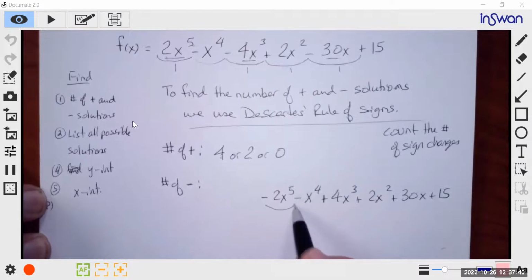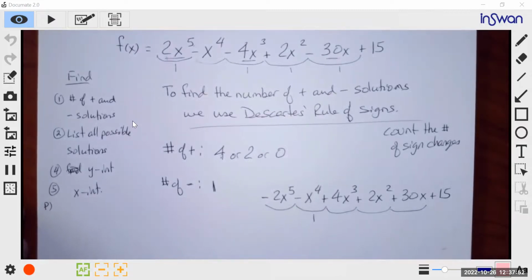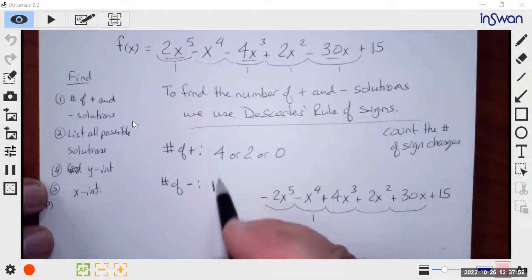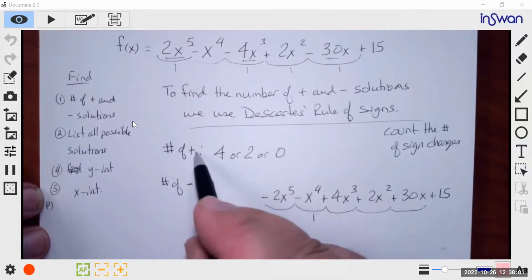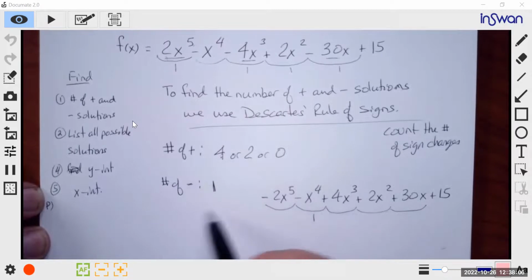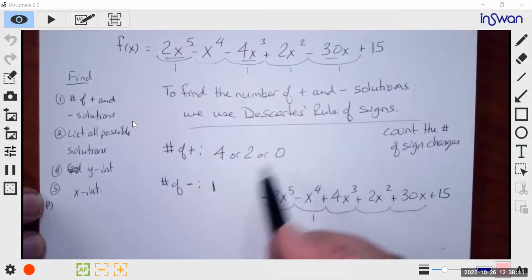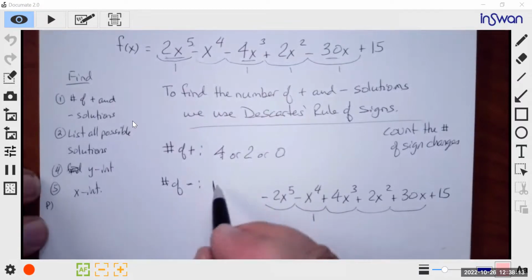So that's negative to negative, nope. Negative to positive, that's 1. Positive, positive, nope. Positive, positive, nope. So we only have 1 negative. So we could either have 4 positive answers and 1 negative, or we have 2 positive answers, 1 negative, and 2 imaginary, or we can have 4 imaginary, no positives, and 1 negative. But we have to have 1 negative.